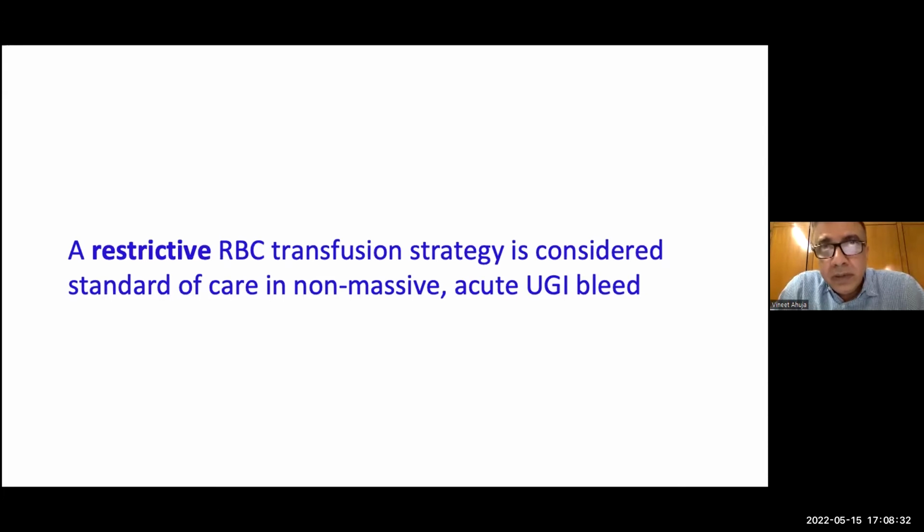Most important thing, do you run in and get bags of packed RBCs? Do you ask your intern to run in, okay, let's get 4 PRBCs the moment you see a patient with upper GI bleed? No, that's not correct. Because now it has been proven beyond doubt with good, large randomized controlled trials that a restrictive RBC transfusion strategy is considered standard of care in non-massive acute GI bleed. If it is a massive acute GI bleed, we're not talking about it. It's a non-massive acute GI bleed. Restrictive RBC transfusion strategy should be preferred.